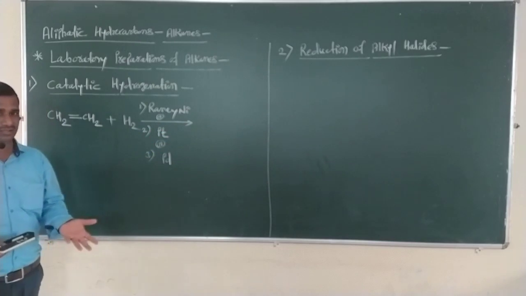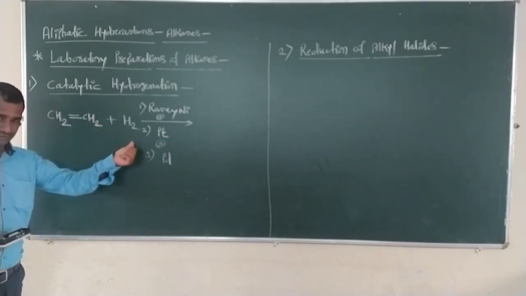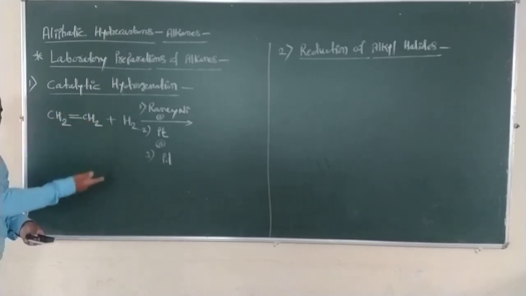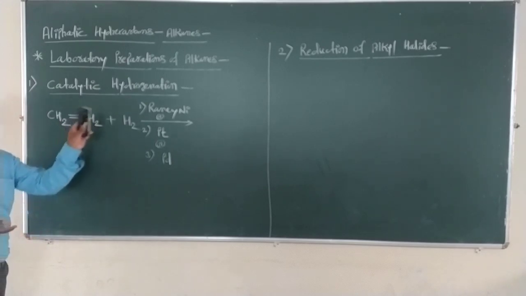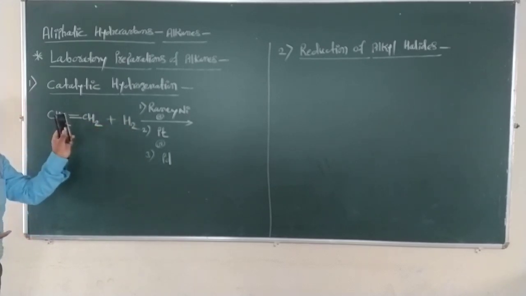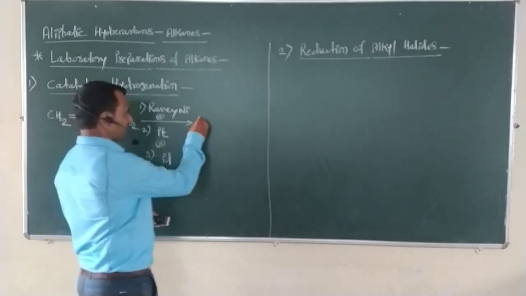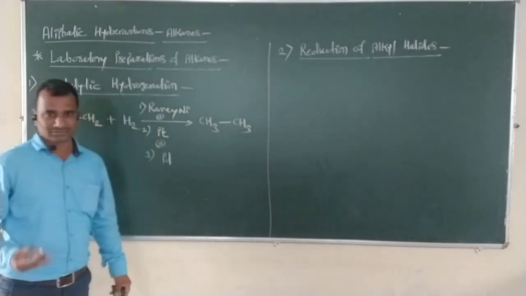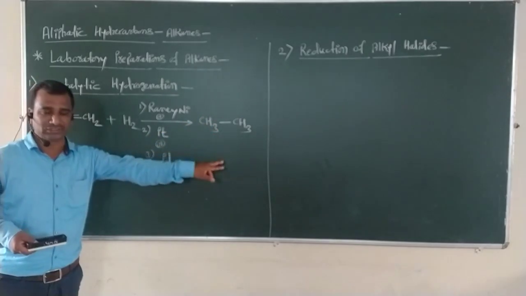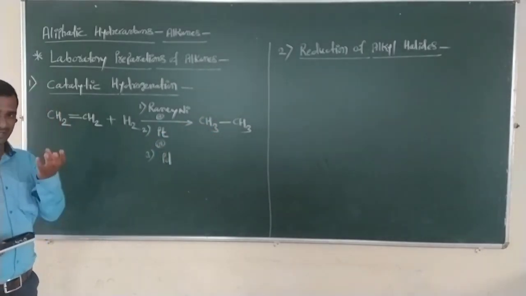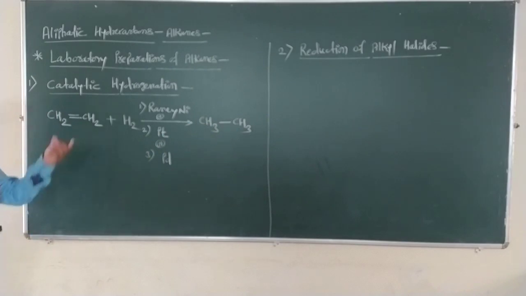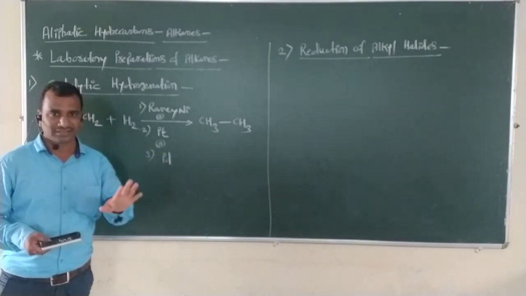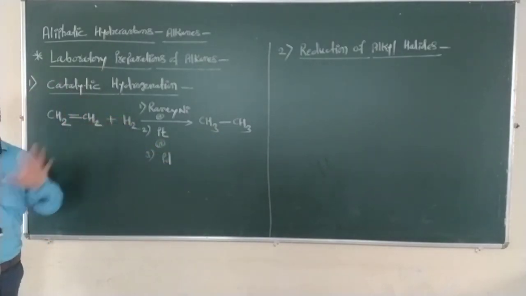Now what happens? By the addition of this molecular hydrogen across the carbon-carbon double bond, this alkene is converted into alkane. We will get CH3-CH3. What is this? This is nothing but the ethane molecule, and that is nothing but the alkane. So by using this simple catalytic hydrogenation of ethene, ethene can be converted directly into ethane. So this is the first simple method called catalytic hydrogenation.